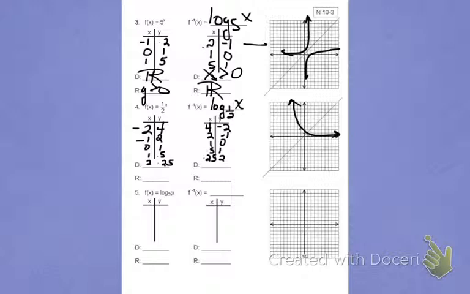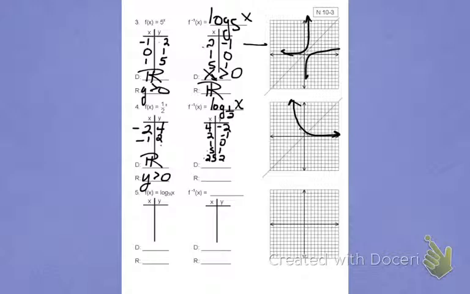But looking at our domain and range, our domain is still all real. I'm going to go ahead and erase that just so I have room. Domain is all real, and the range is y is greater than 0. Still the same domain and range on the exponential.